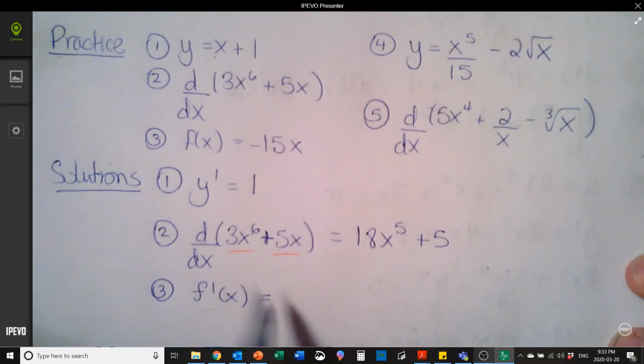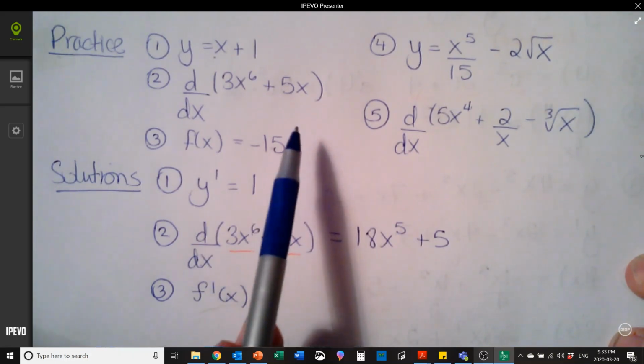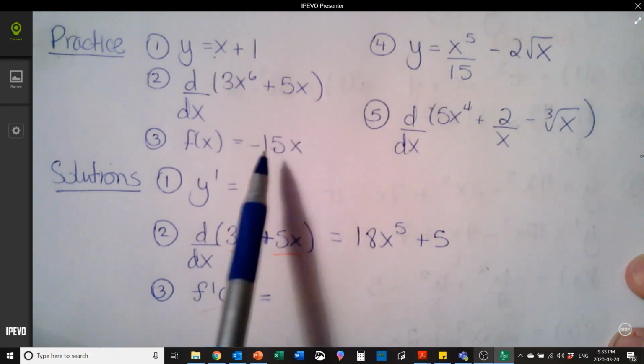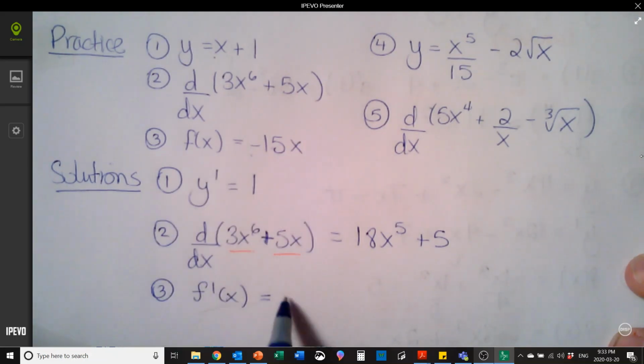Derivative of negative 15x. Again, there's no power per se, there is a 1, but when it's a power of 1, I know the answer is just the coefficient, so negative 15x. Negative 15 is the derivative of negative 15x. Alright, the last 2.